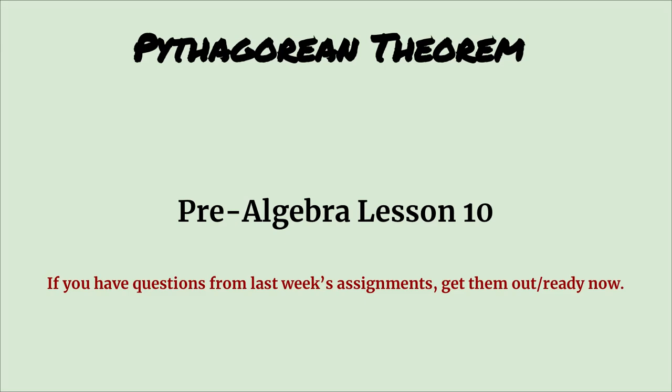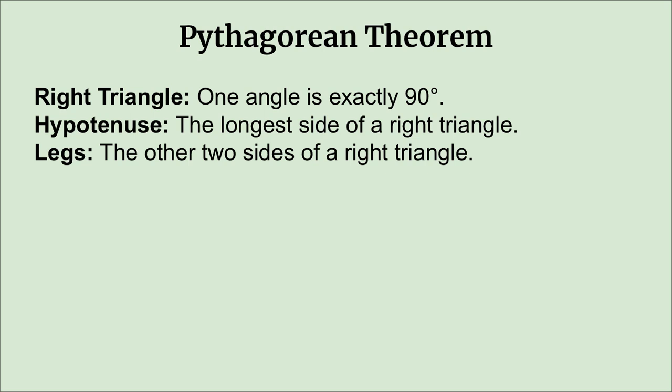For this week, for pre-algebra, we'll be working on Pythagorean theorem. So a couple of vocab words that are important to know for this lesson. First one is a right triangle, which means the triangle, three sides, has exactly one angle that's 90 degrees.